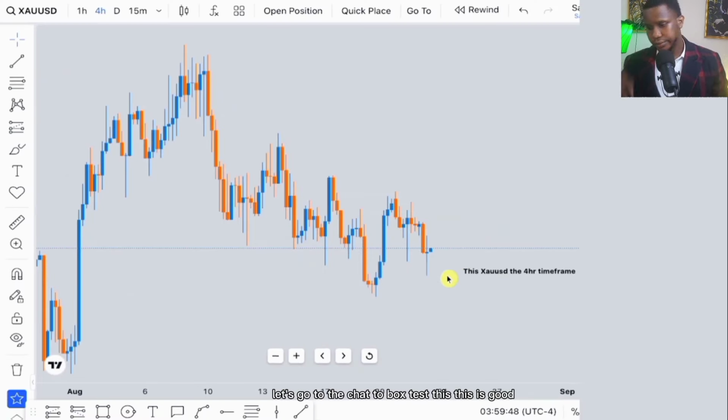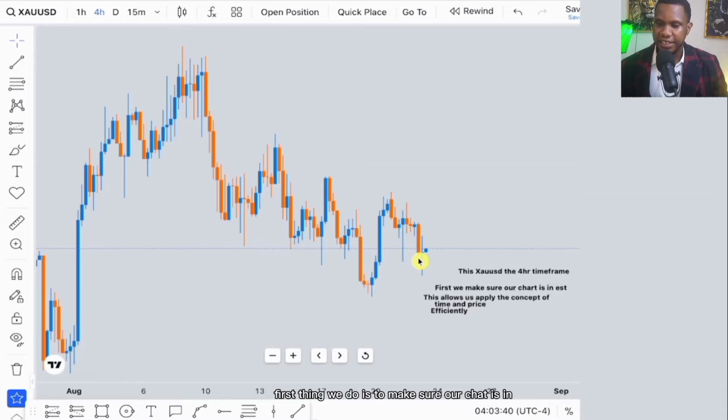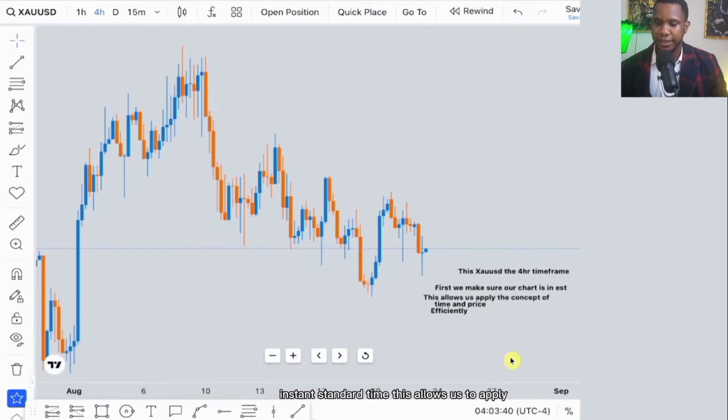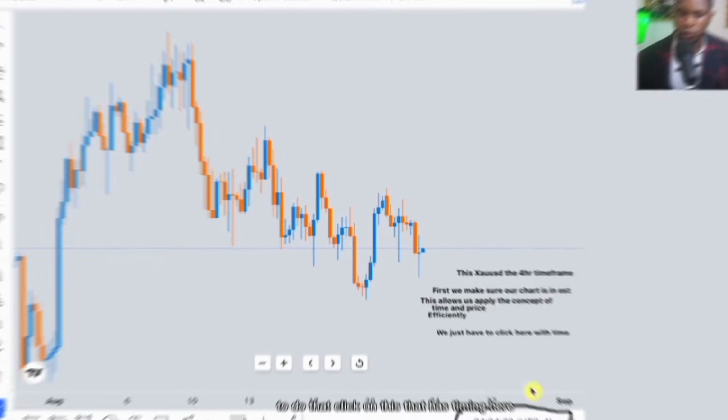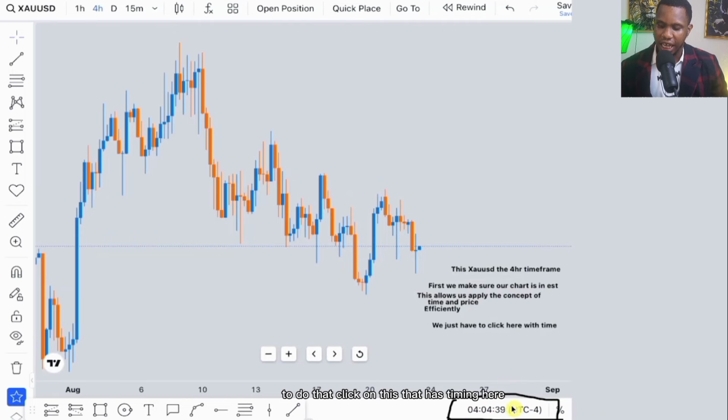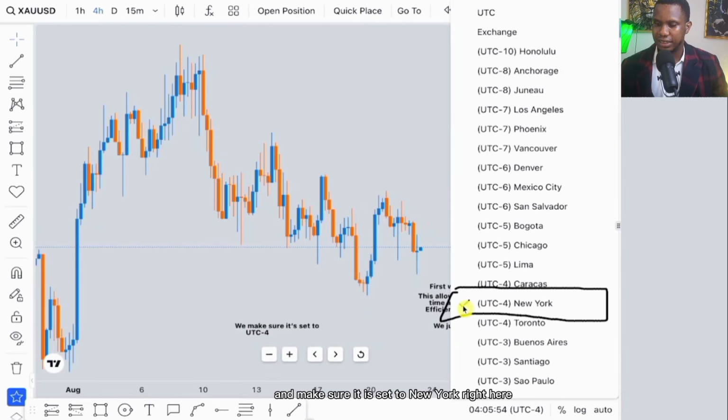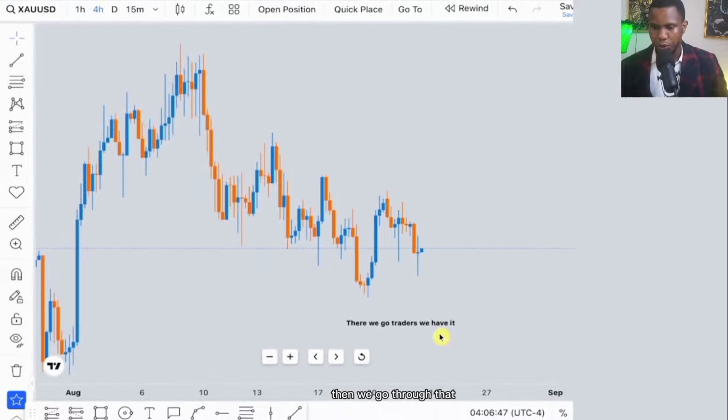This is good. The 4-hour time frame. First thing we do is to make sure our chart is in Eastern Standard Time. This allows us to apply the concept of time and price effectively. To do that, click on this that has time in here. I will make sure it is set to New York right here. There we go, traders. We have it in Eastern Standard Time.